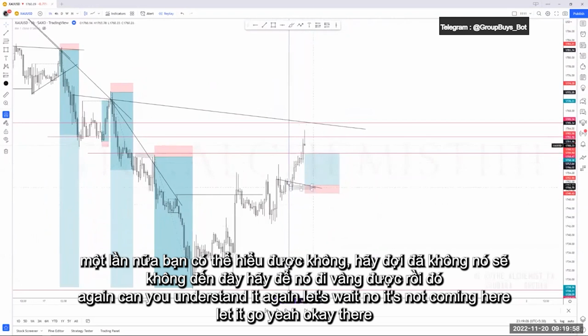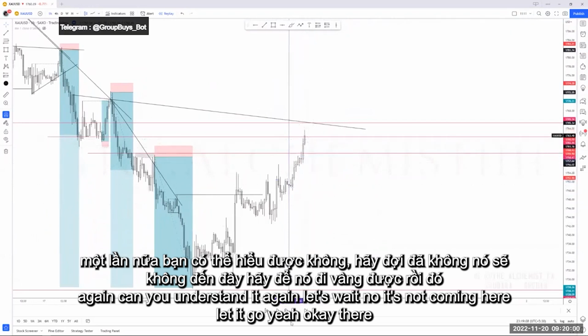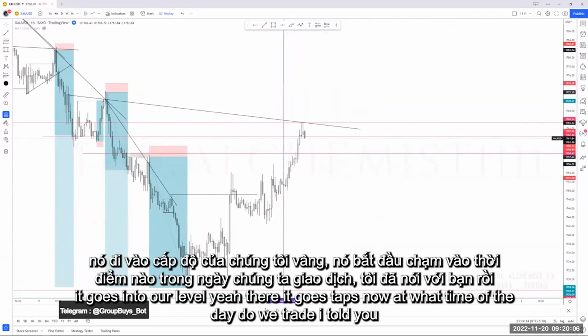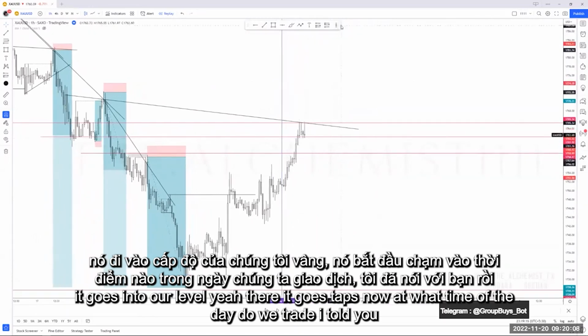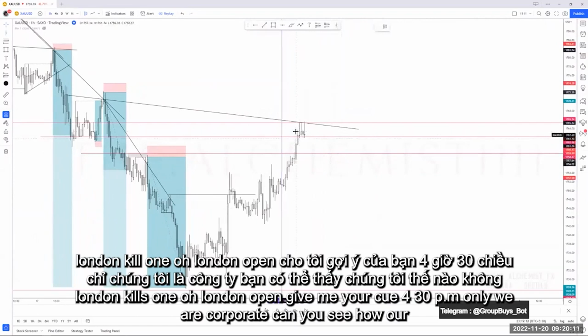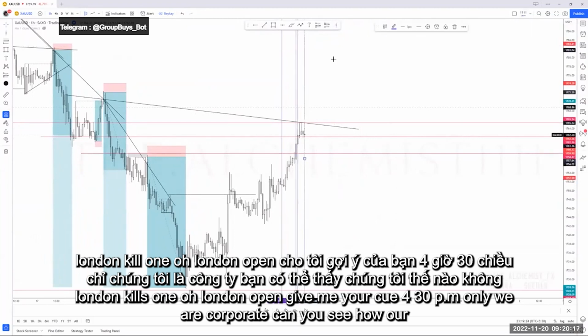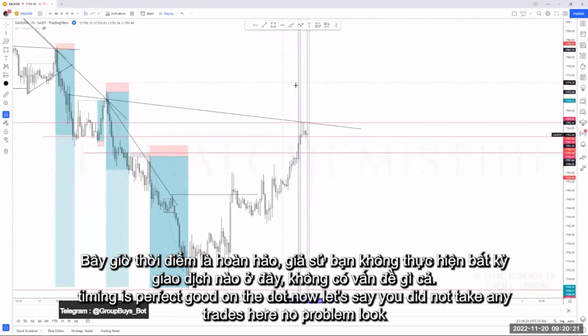Let's wait. No, it's not coming here. Let it go. Okay, there it goes into our level. There it goes. Taps. Now, at what time of the day do we trade? I told you. London kill zone, London open. New York kill zone, 4:30 p.m., New York open. Can you see how our timing is perfect? On the dot.